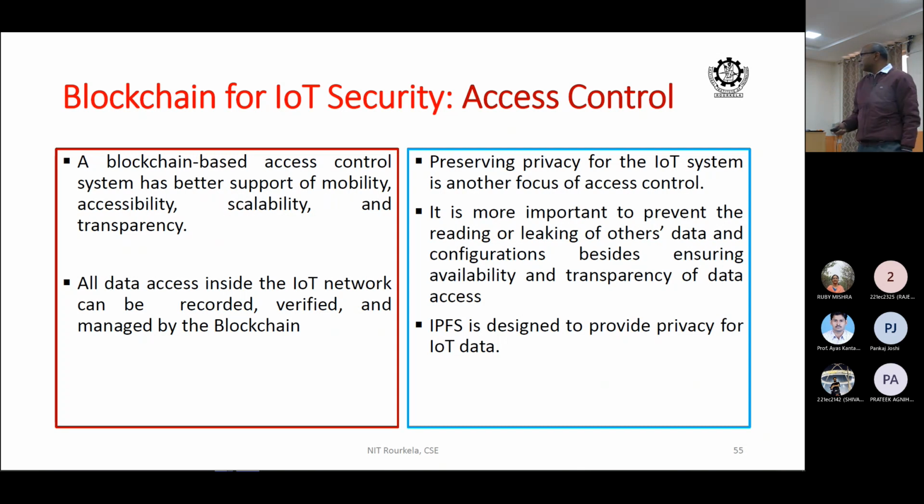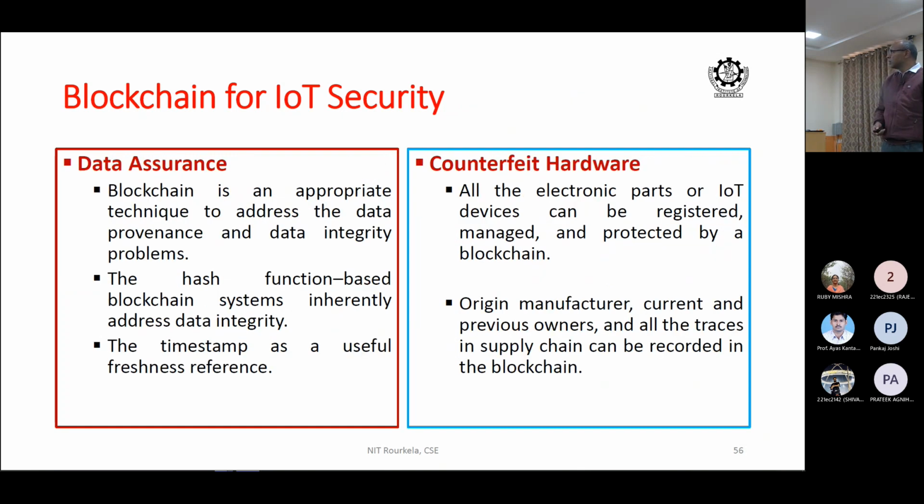To ensure privacy, another technology is employed. That's the InterPlanetary File System, IPFS. This is designed to provide the privacy of the IoT. So privacy can also be preserved. Let's look at how it will do the data assurance.